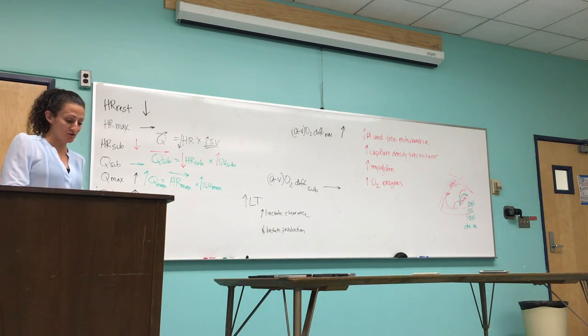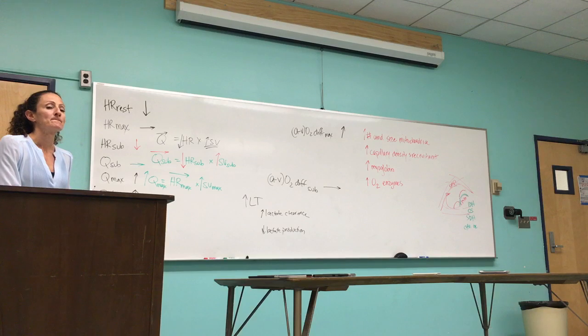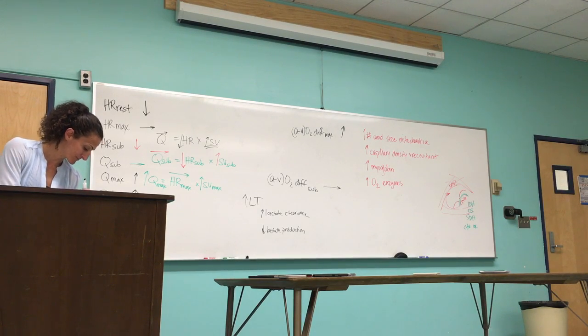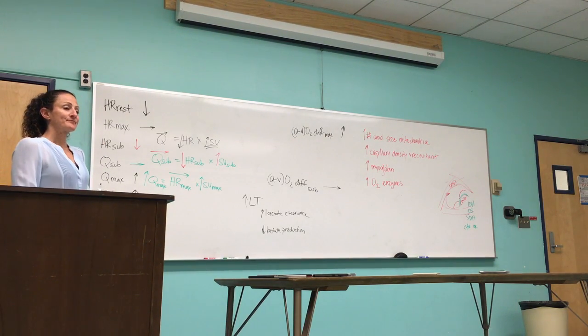Okay. Blood pH. Trained person, untrained person, jogging at 5 miles per hour. How does the trained person's blood pH compare to the untrained person? Higher, lower, or the same? The same. I'm hearing some answers, but they don't sound very confident.